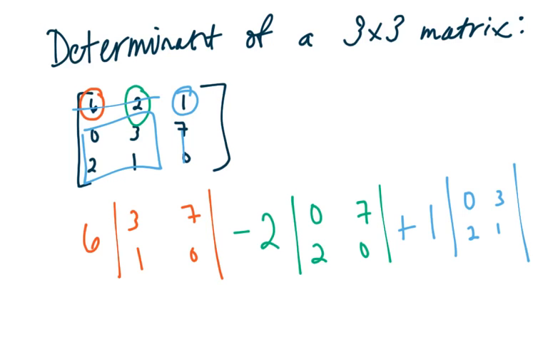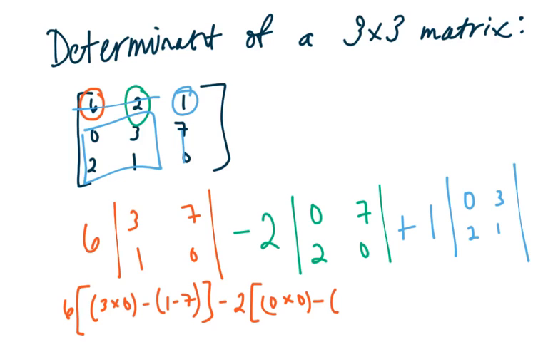And then you would solve this. So in this case, it would be 6 times 3 times 0 minus 1 times 7, minus, or I can think of this as plus and multiply out the negative 2, but I'll say minus 2 times 0 times 0 minus 2 times 7, plus 1 times 0 times 1 minus 2 times 3. And as long as I don't get a determinant of 0, I could use this to do Cramer's rule.